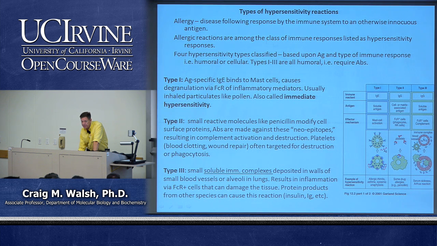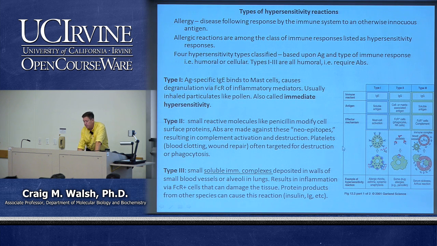And basically the reason why we classify the different kinds of hypersensitivity responses is really based on the type of antigen and the immune response, the mechanism that's at play. And in this case, type 1 through 3 are primarily humoral, so they're involving mostly antibodies, whereas type 4 is T-cell dependent.